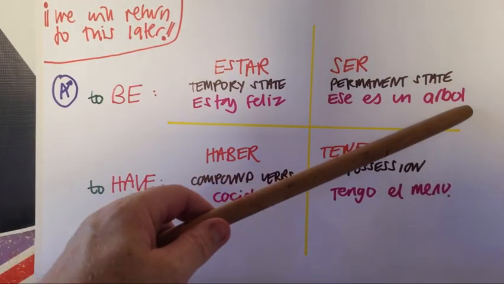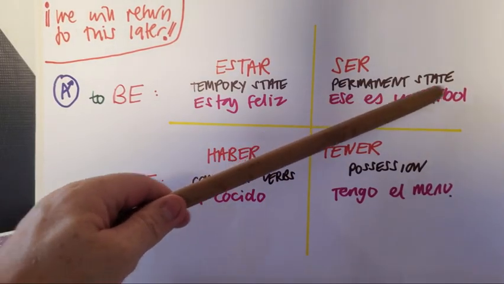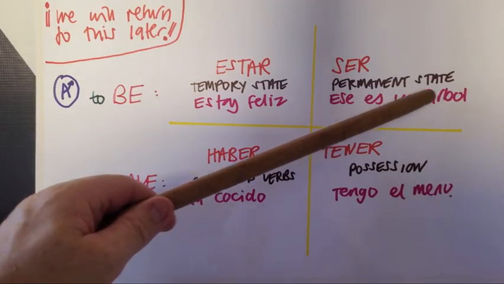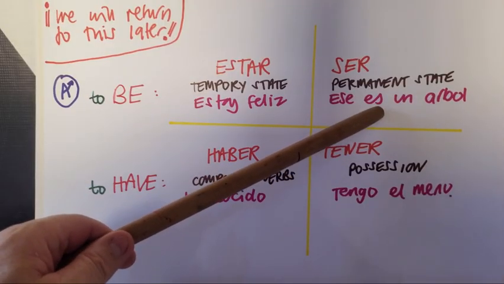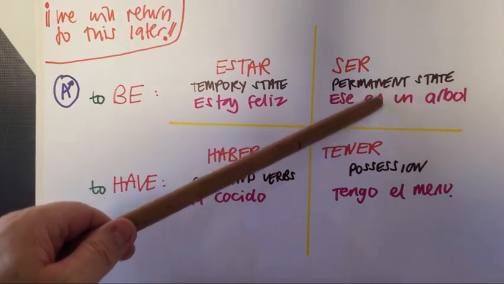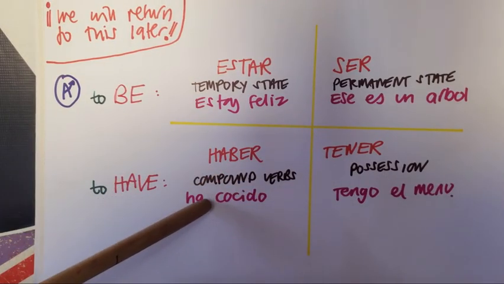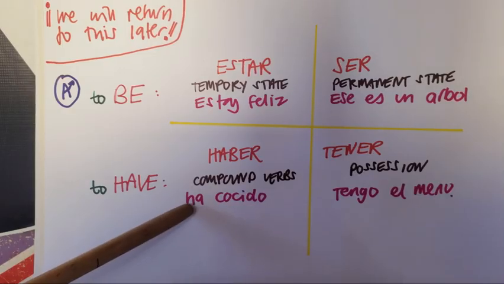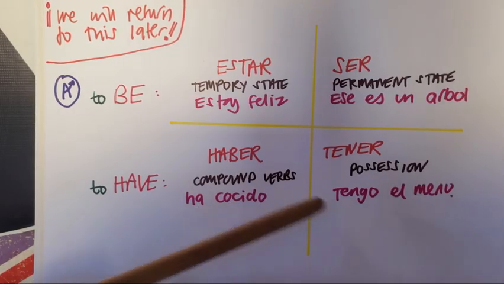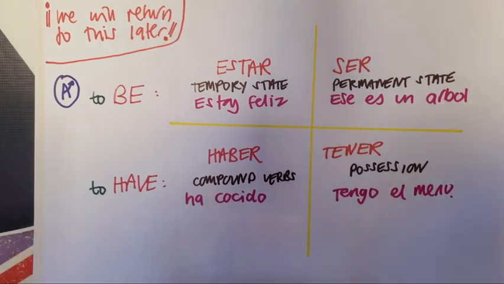That is a tree. See, that is a pronoun. That is a tree. A tree is considered a permanent state, so you use es, ser, which is part of the ser verb table. However, you can use the compound tenses, ha cocido, she or he has cooked, or possession, I have a menu.